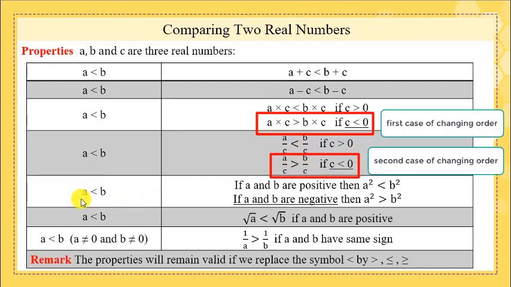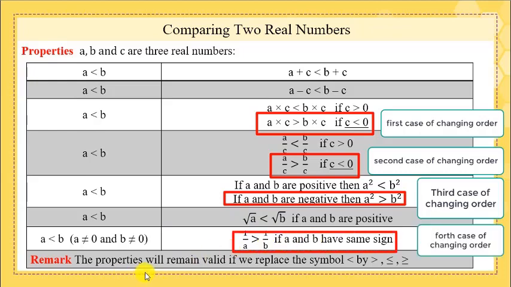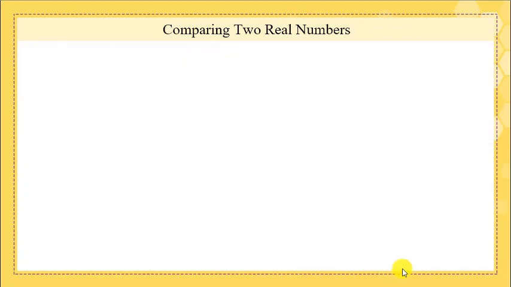A less than b, and if we square both sides, then the order remains the same if these numbers are positive, and reversed if these numbers are negative. If a is less than b and we take square roots of both sides, then the order remains the same. If a is less than b, then we take the reciprocal, and the order will be reversed. Remark: the properties remain valid if we replace the symbol less than by greater than, or less than or equal, or greater than or equal.